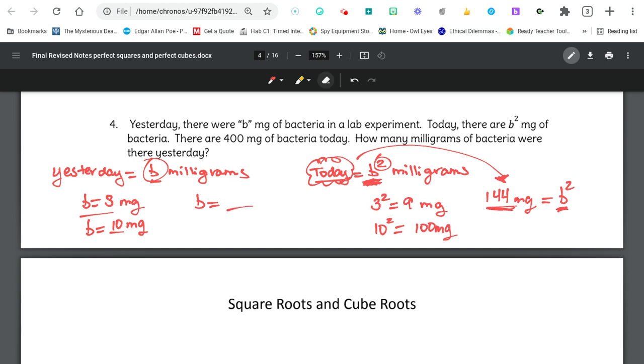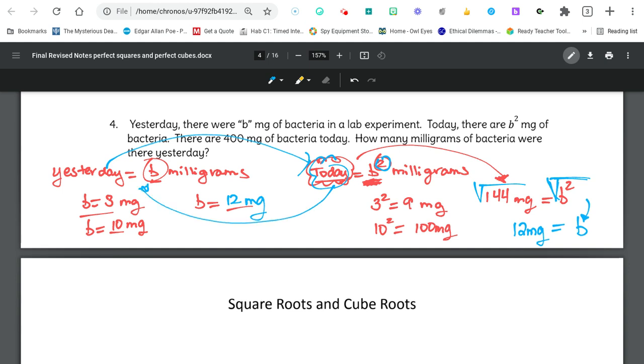Well, all we do is think about, how do we undo a square? If I want to undo b squared and go back to just b, take the square root. The square root of b squared is b. But I need to do it to this side too. Milligrams can't be negative, so I'm going to use the principal square root. So that would be 12 milligrams yesterday. So if you want to go from yesterday to today, square your b. If you want to go from today to yesterday, which means you're going from b squared to b, square root your b squared.